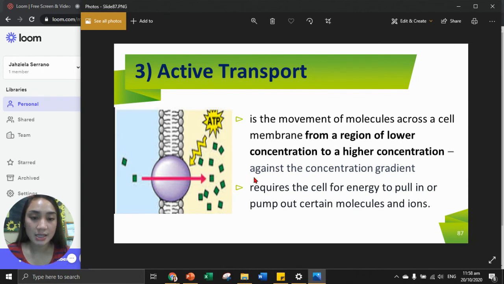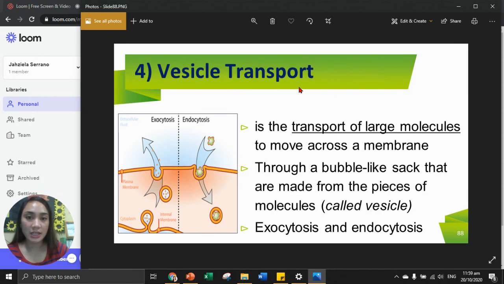And in this case, it requires the cell for energy for it to pull in or pump out certain molecules or ions. So again, you just have to remember in active, di ba nga pag sinasabi when someone or something is active, energetic siya. So it needs energy represented by ATP, no? The yellow one. So next is vesicle transport. So in vesicle transport, earlier I mentioned something about vesicle, no? Para siyang carrier, no?